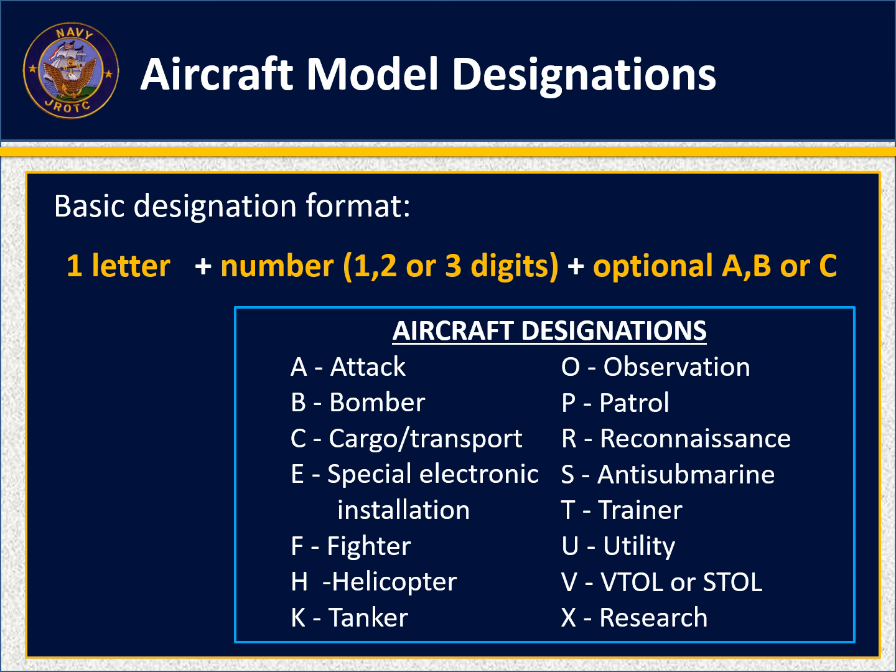Basic designation format. The first designation character is going to be a letter, as you can see in the chart below. A for attack, B for bomber, C for cargo, F for fighter, H for helicopter, and so on. The difference between A for attack and F for fighter: attack is you're attacking another land-based or shipboard target. A fighter is fighting another aircraft. Aerial combat.